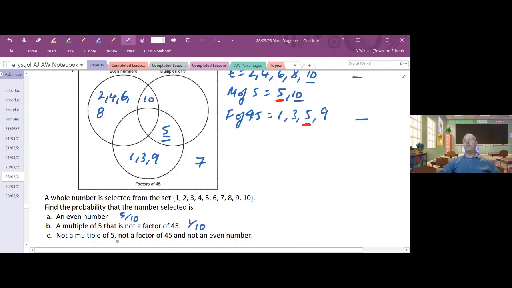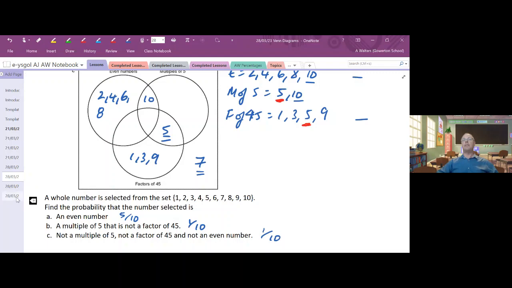And not a multiple of 5, and not a factor of 15, not an even number. So that's basically the number 7 we're on about there. So once again, one value out of 10. There's a few more questions underneath which I'll post for you with the solutions to go with them.